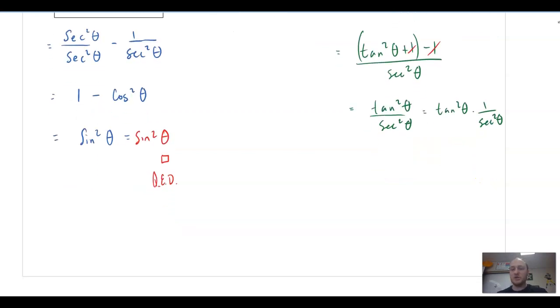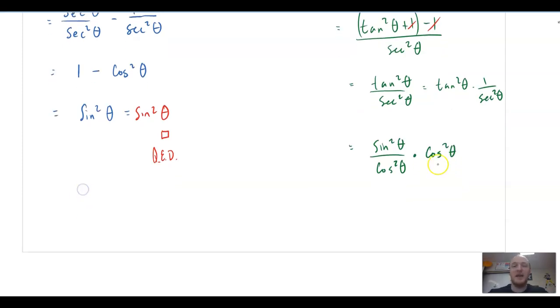Okay, here's where switching to sine and cosine really, really helps. So what's tan theta? Well, isn't that sine theta over cosine theta? So since it's tan squared, it's going to be sine squared over cosine squared, times 1 over secant squared theta. Well, isn't 1 over secant squared theta cosine squared theta, right? That's just a reciprocal identity. And then, hey, check it out now. Old school funk, right? So those cancel.